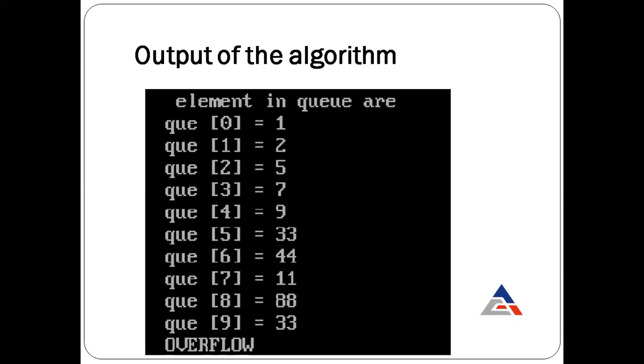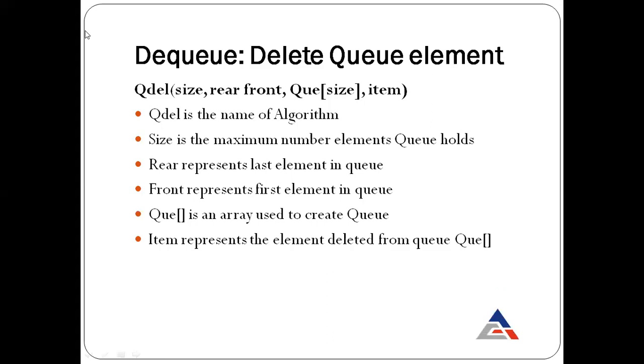And if I want to insert the next value after 9, I get a message there, overflow, that I cannot add more elements because the size of my queue is 10. If I try to add one more value, I will get the message overflow.